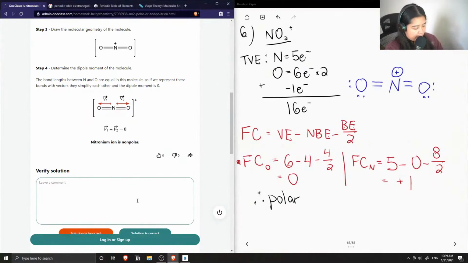I'm just going to say that the explanation is correct. However, for charged molecules, they are considered polar.